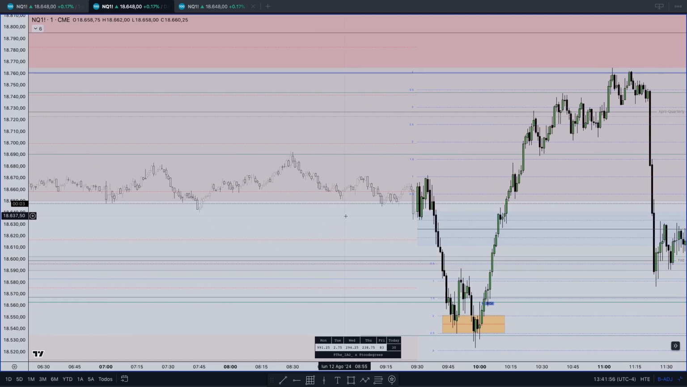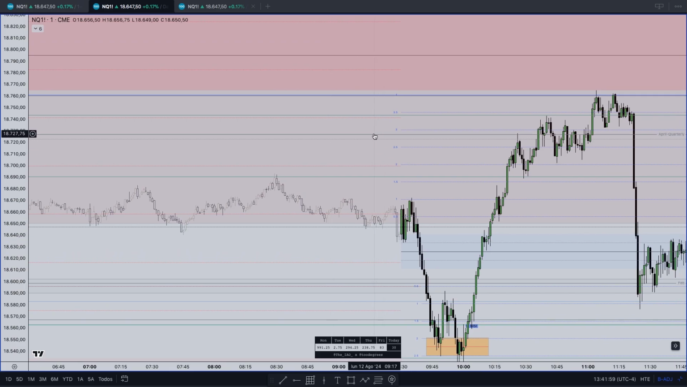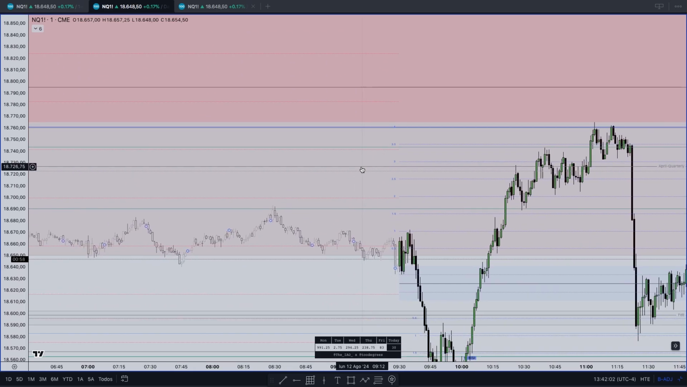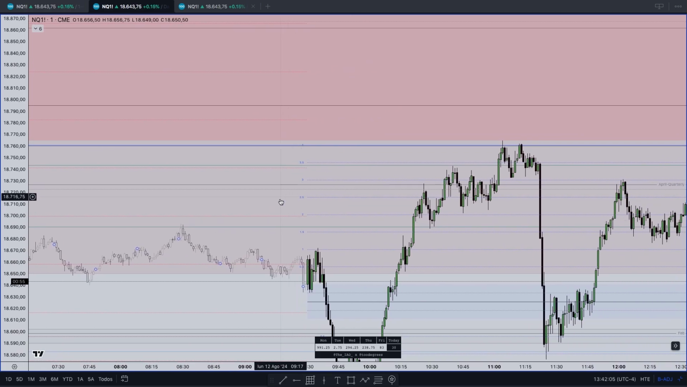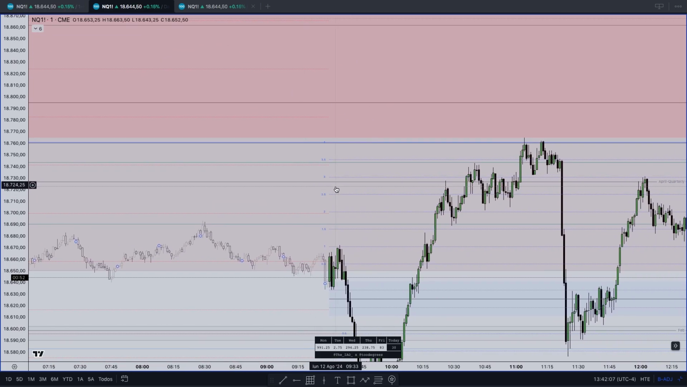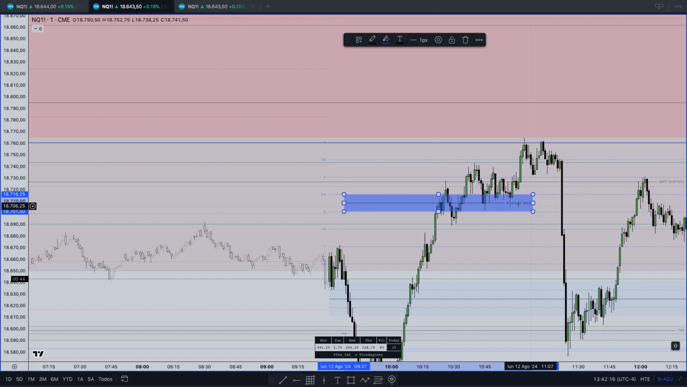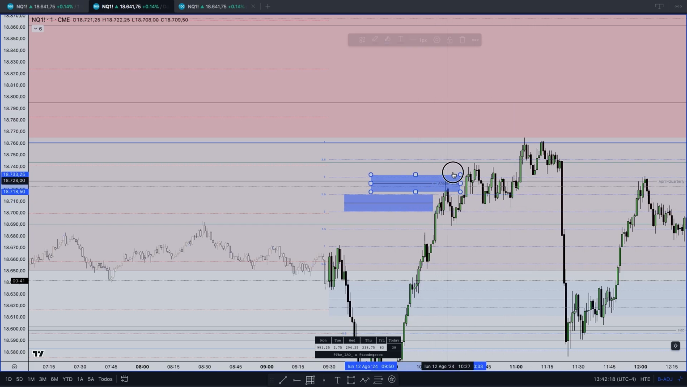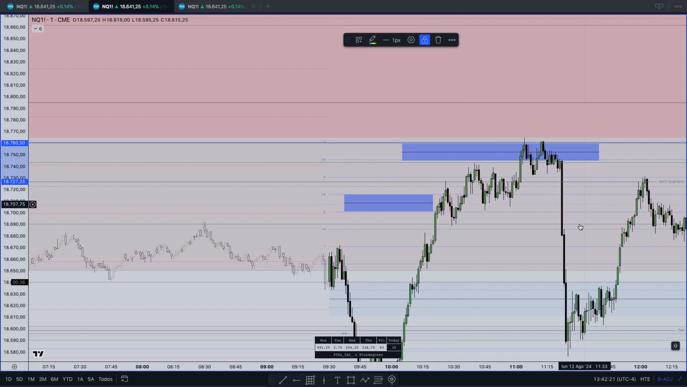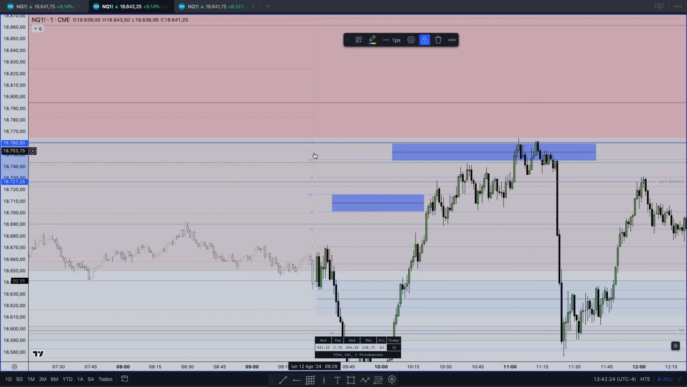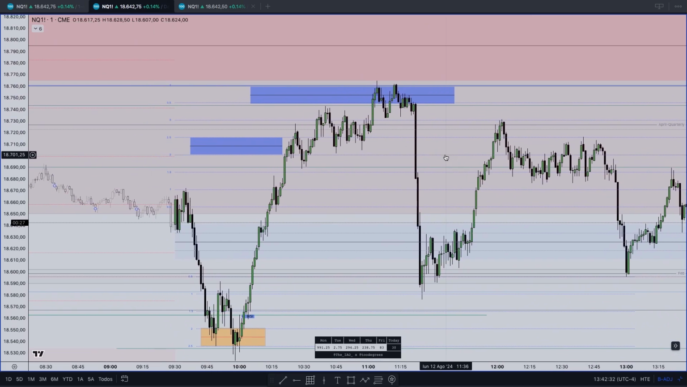Where? To offset your positions at the consequent encroachment of the lower quadrant of this gap, and 2 and 2.5 standard deviation. This is a logical level to take partials here. And 3.5 and 4. And then once we reach the 4 standard deviation and the buy side liquidity resting above this level, we come back again to mitigate these longs here.